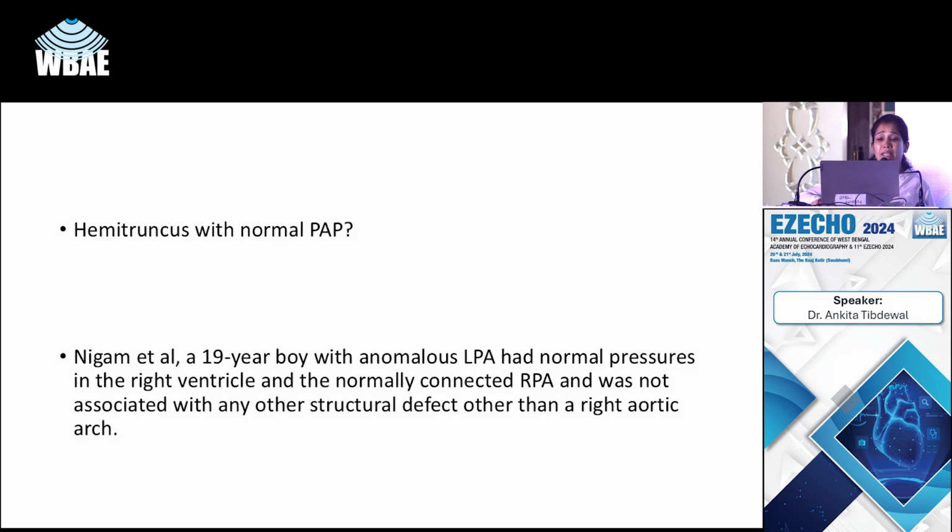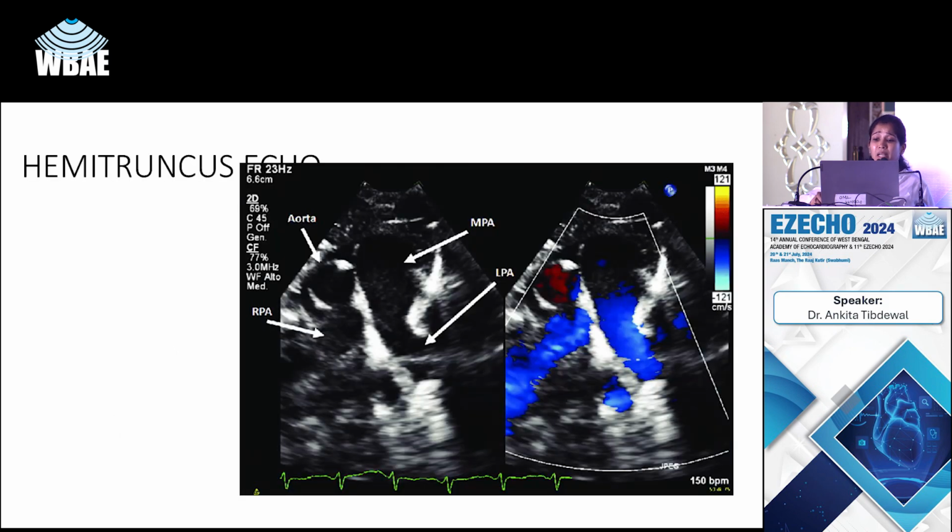There is one reported case in which hemitruncus has been reported with a normal pulmonary artery pressure. So this is a case that was reported in 2014 of a 19-year-old boy with anomalous left pulmonary artery, and he had normal pressures in the RV and the normally connected RPA. And that case was not associated with any structural defect other than the right aortic arch. So according to the authors, this is the only reported case of this anomaly with a normal pressure in the RV and the normally connected pulmonary artery.